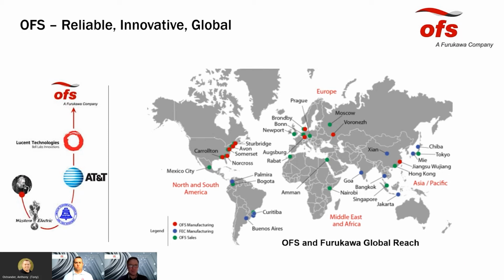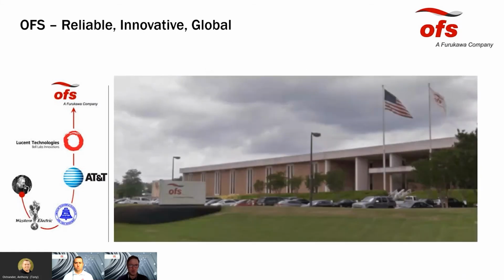And a couple of them in specific. Our corporate headquarters are in Norcross, Georgia, and this is a picture of our plant in Norcross, Georgia. That's a suburb of Atlanta. And then we make a lot of our cable in a place called Carrollton, Georgia, which is about 70 miles to the west of Norcross.